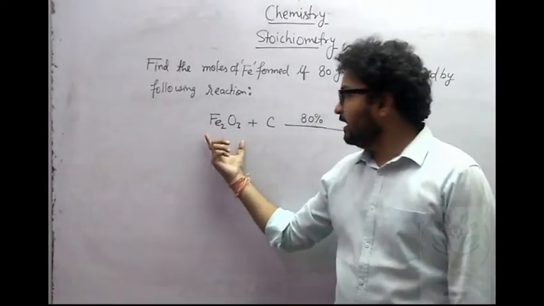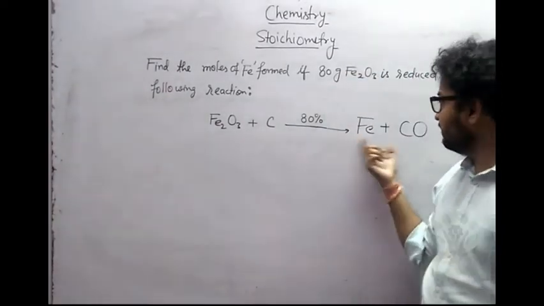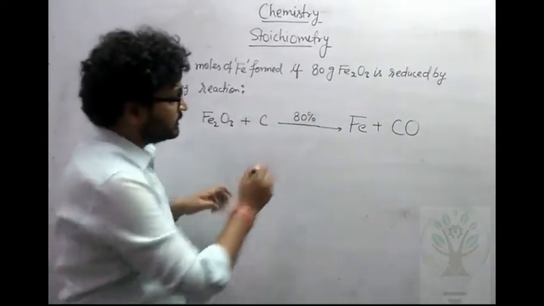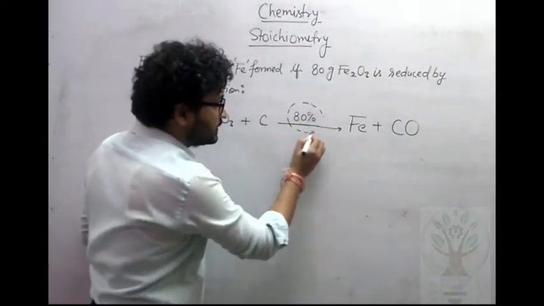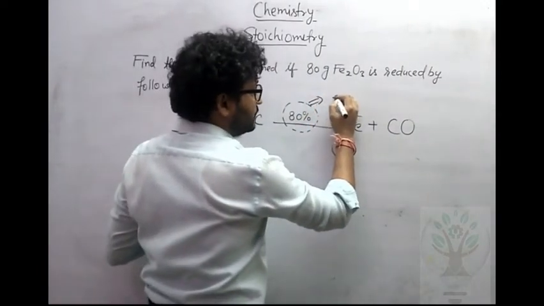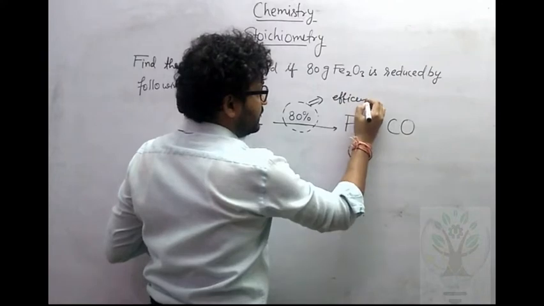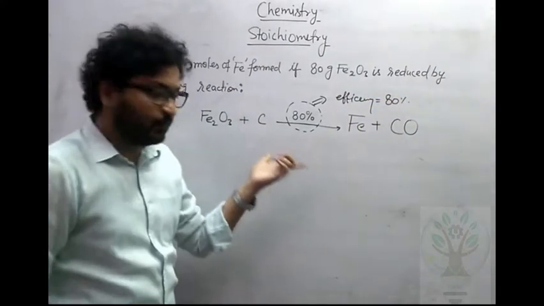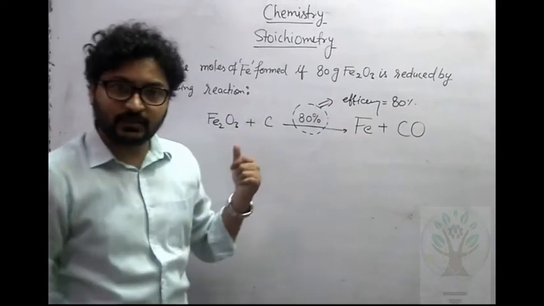What is the reaction? Fe2O3 plus carbon gives us Fe plus CO. And see, one data is written over this arrow, it is 80%. What is the meaning of this? This reaction has efficiency how much? 80%. What is the meaning of writing this 80% on this arrow?